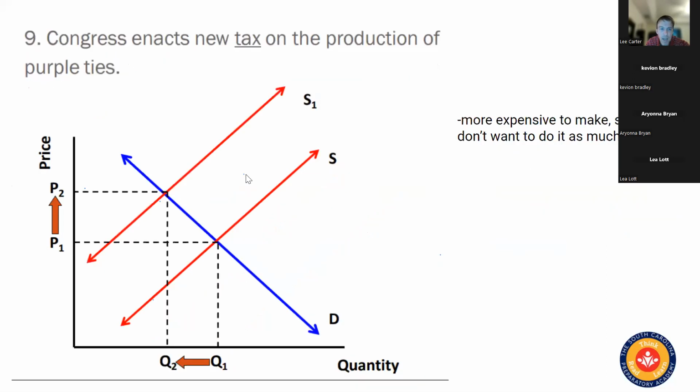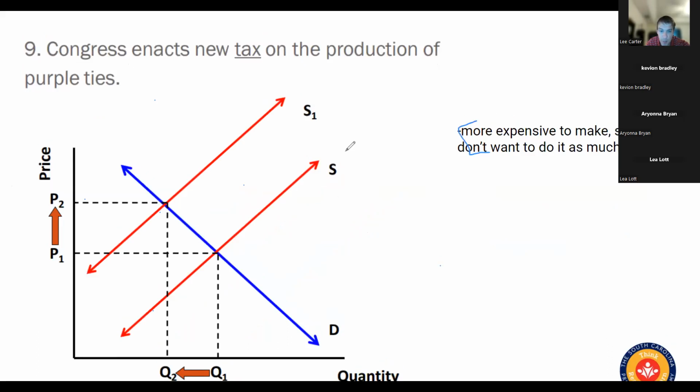And then if you had a new tax on the production of a purple tie, what's going to happen? It's more expensive to make, so people don't want to make it as much. So the quantity being supplied is going down, which actually then means the price will go up. That's the whole idea there.